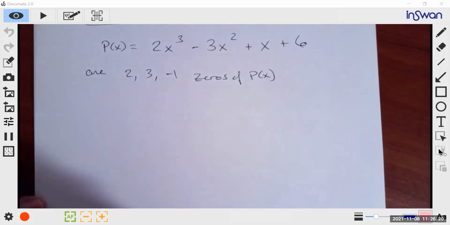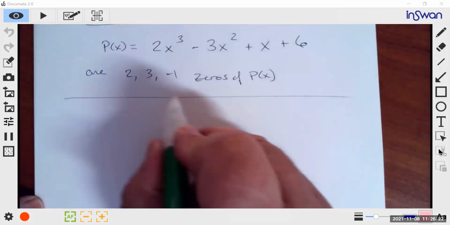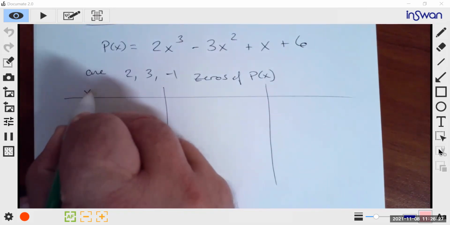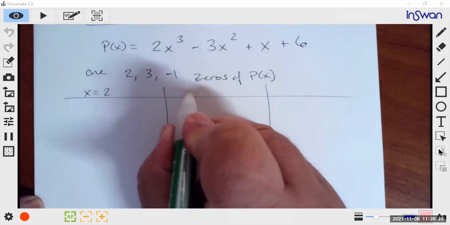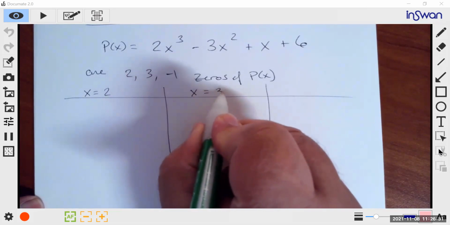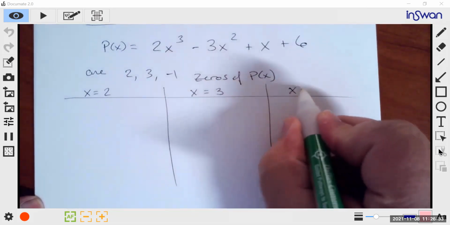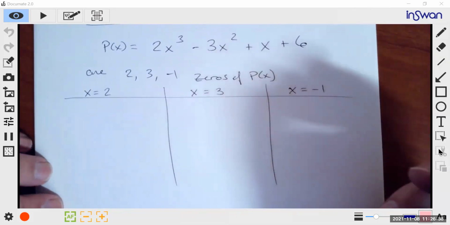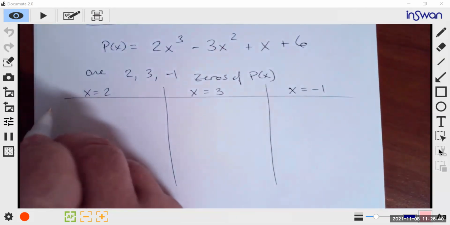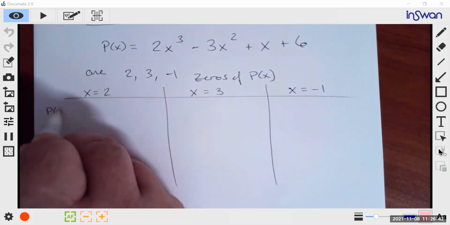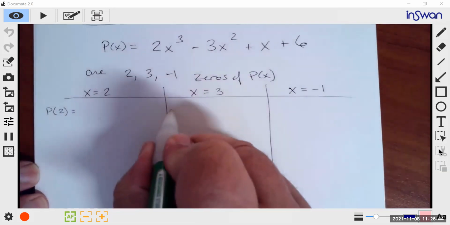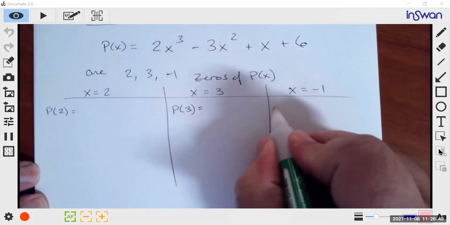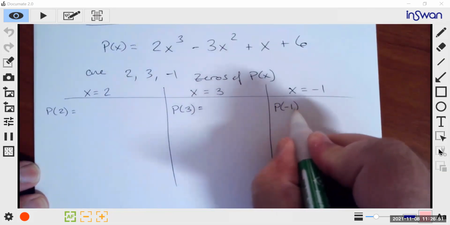So how are you going to do this? x equals 2, x equals 3, x equals -1. All it's telling us to do is plug in the values and work it out.